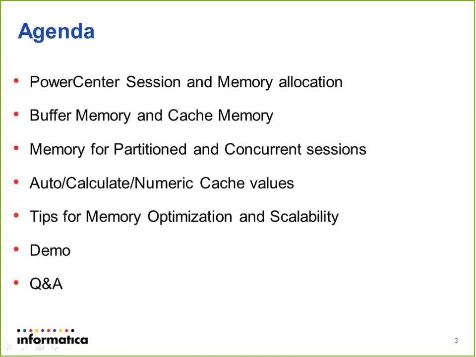Hi, everyone. After getting introduced to the webinar topic, let's get started. I would discuss memory allocation for the PowerCenter session, buffer memory, cache memory, memory for concurrent sessions and sessions with partitions, few examples which can prove auto settings do not always give optimum results. Some important basic tips to improve the session performance, keeping memory optimization and scalability of PowerCenter application intact on your servers. During our demo, we will see allocation of DTM buffer memory and cache memory with the help of session log, how the cache memory is divided among different transformations, also the role of performance counter in tuning the cache size. This will be followed by a Q&A session.